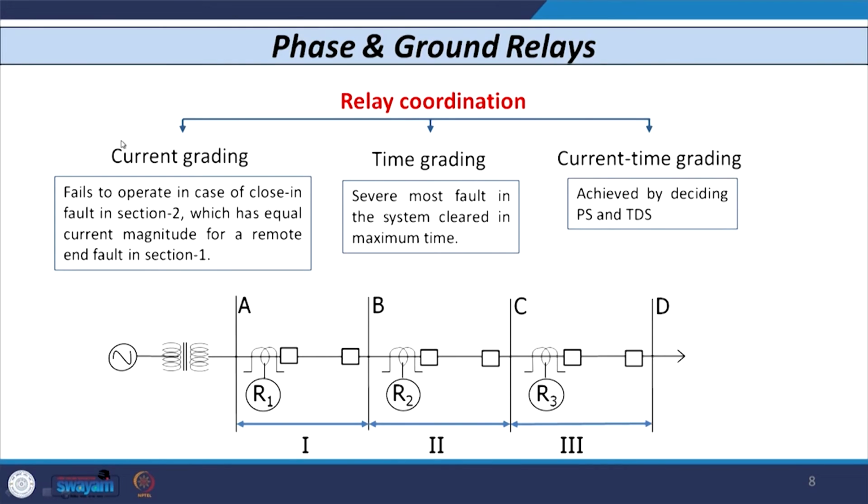So, the method which is actually used in the field for coordination of relays is based on both current and time grading, and the relays which we use in the actual field are usually IDMT overcurrent relays. All the relays are IDMT overcurrent relays, which are a combination of inverse time overcurrent relay and definite minimum time relay. So, when we use the current time grading method for coordination of relays, we first calculate the plug setting of all the relays and then we calculate the time dial setting of all the relays based on a certain procedure.